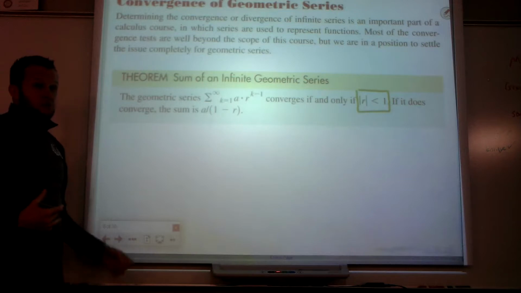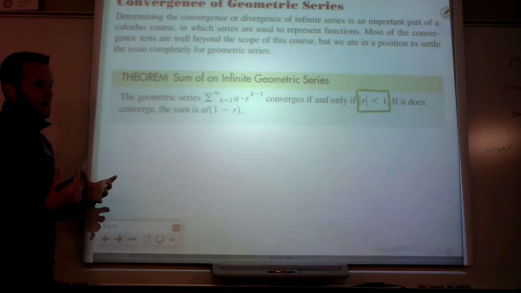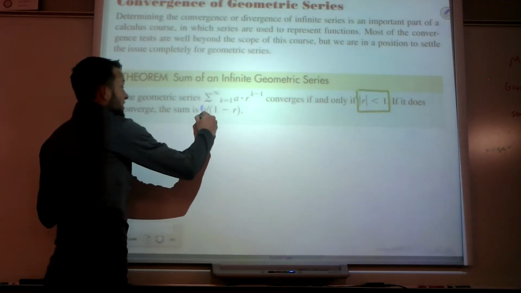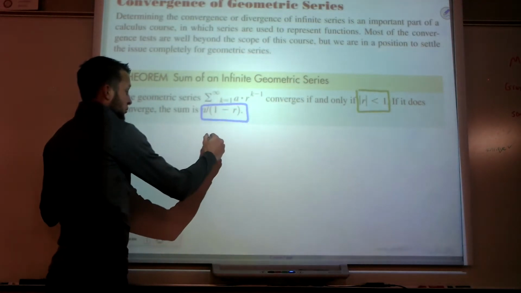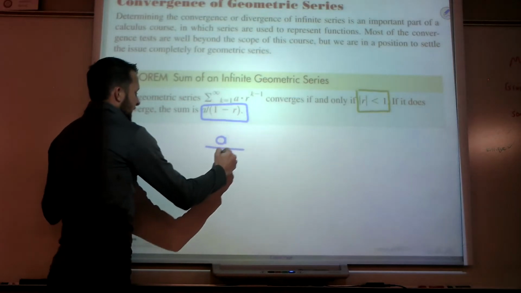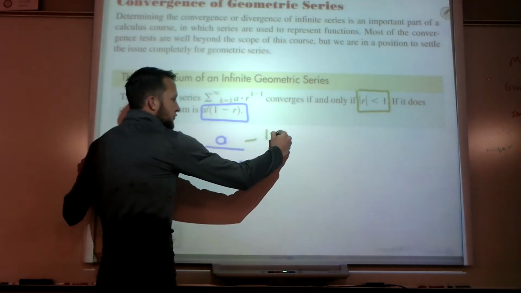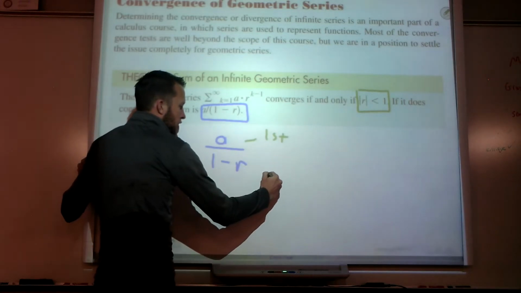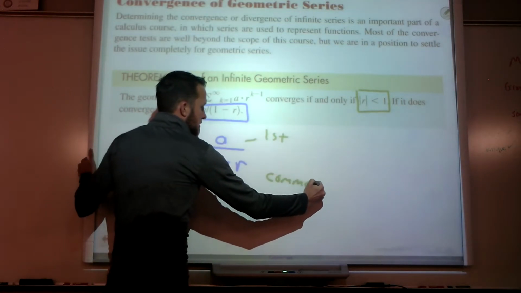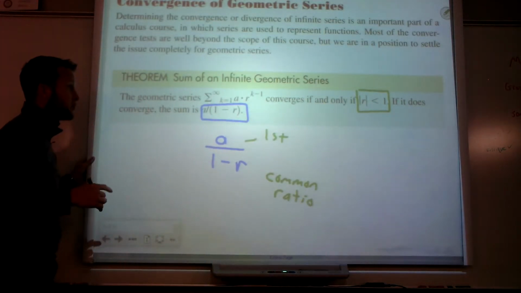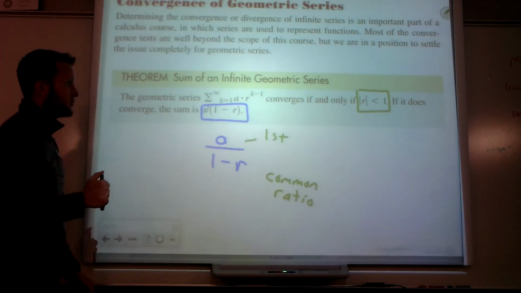Now, you would expect that if you're going to add up something that's infinite, it would have a really complicated formula. And the truth is it doesn't. It's actually the easiest one you've seen so far. You take a over 1 minus r. A is your first term. R is your common ratio. And the absolute value of your ratio needs to be between 0 and 1.